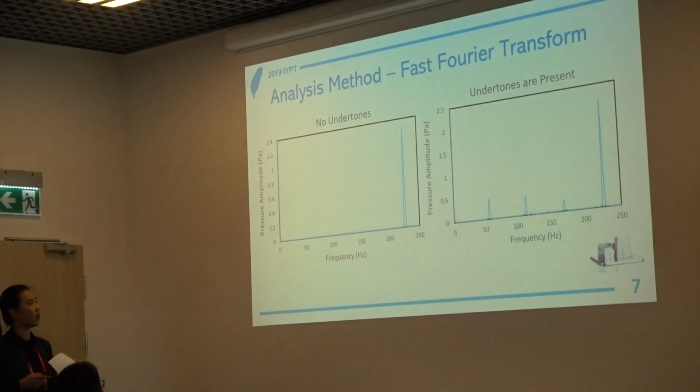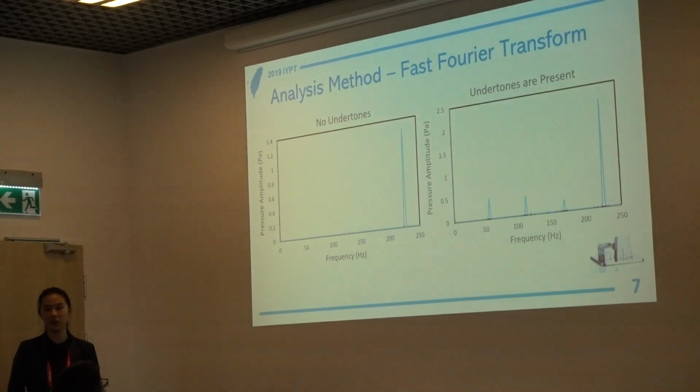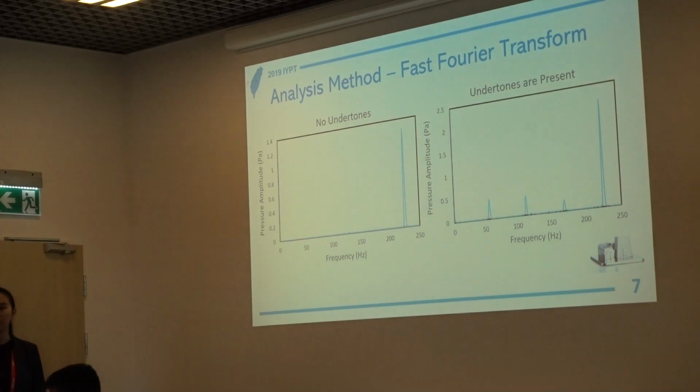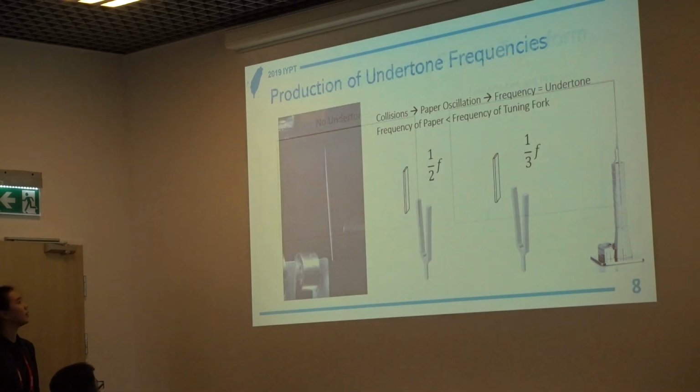So here is how we analyze. We performed a fast Fourier transform on all our sound spectrums. And this is the graph of the FFT without any undertone, and it's just purely the natural frequency of the tuning fork. And this is what a graph will look like with undertones.